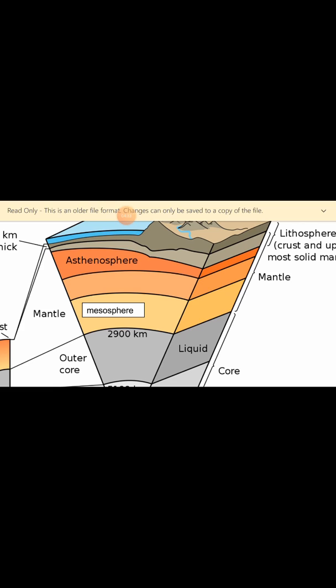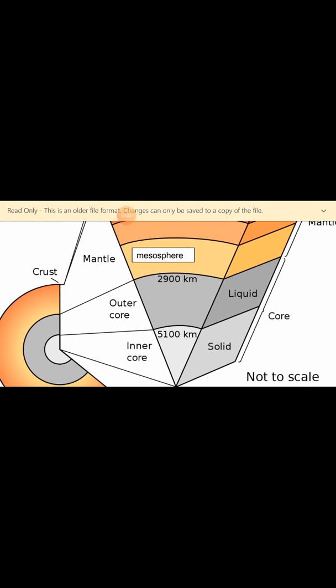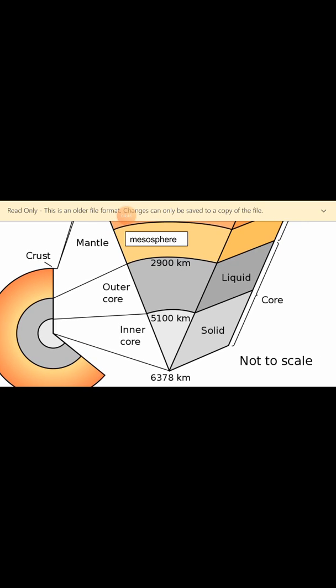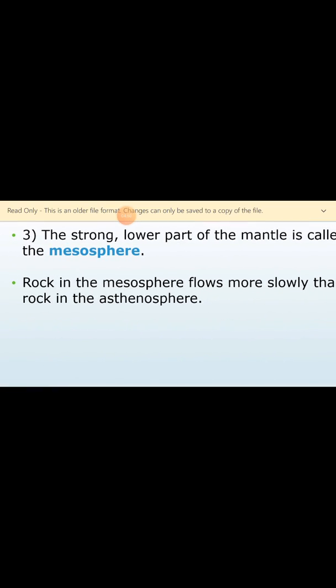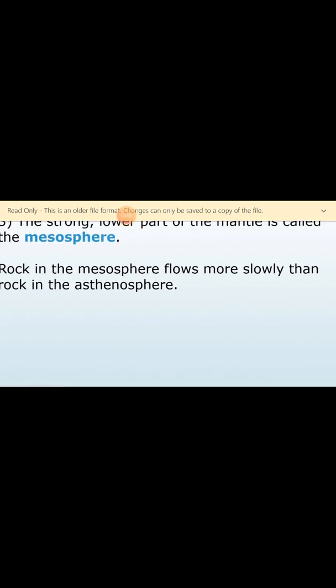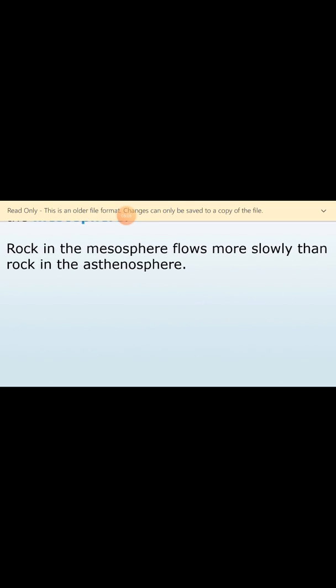It's in yellow, as you see. The yellow, and above it also the orange. This is the mesosphere. Then under the mesosphere, the outer core. Then finally the inner core. This is everything. The rock in the mesosphere flows more slowly because it's stronger. It starts to be also solid. So it's stronger, and flows more slowly than the rock in the asthenosphere.